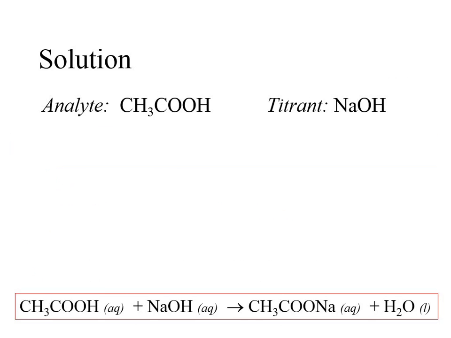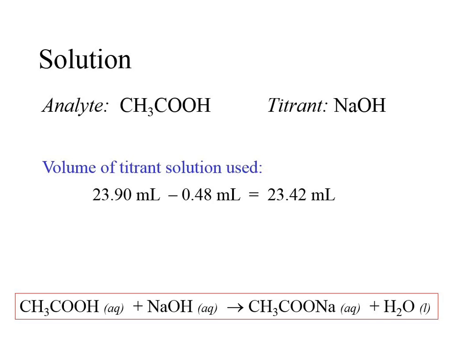Okay, so our analyte is what is being dripped into. Our titrant is what's in the burette. So you told me I could get to the volume of titrant, the volume of NaOH, by subtracting. So don't forget, since we're subtracting, we don't round according to significant figures, it's according to decimals. So if you take 23.90 minus 0.48, you get 23.42 milliliters.